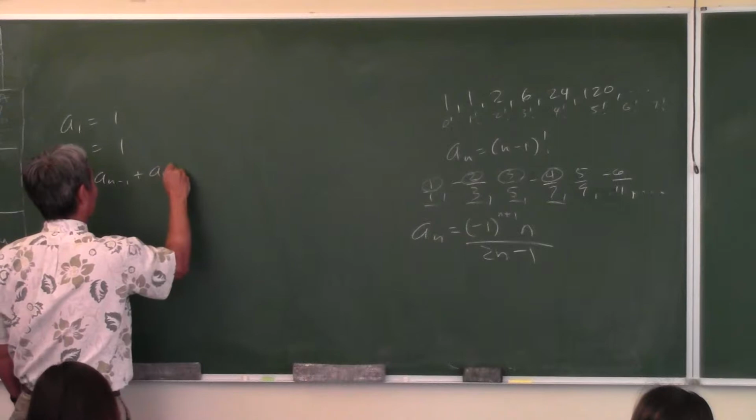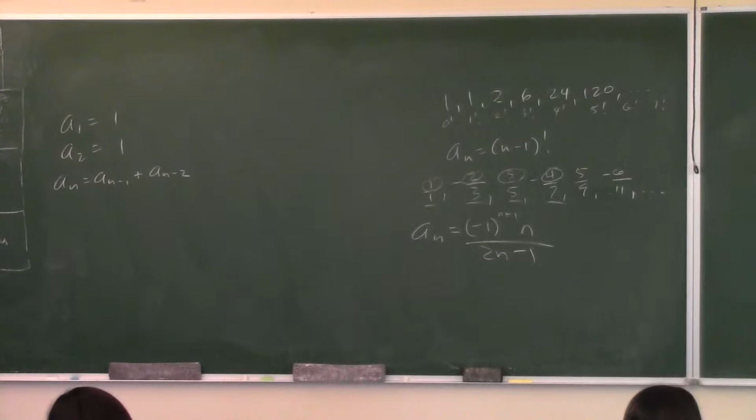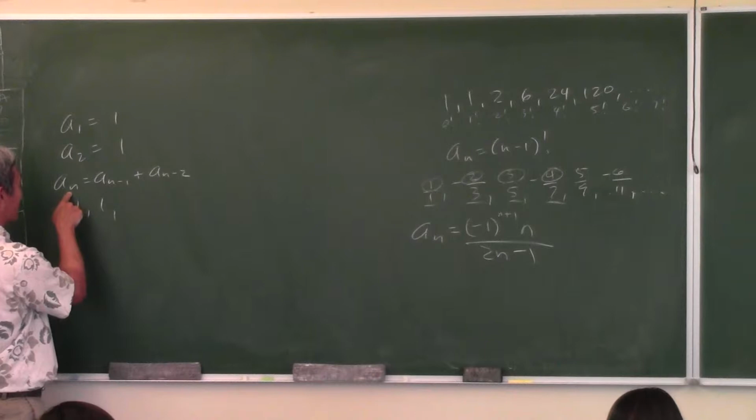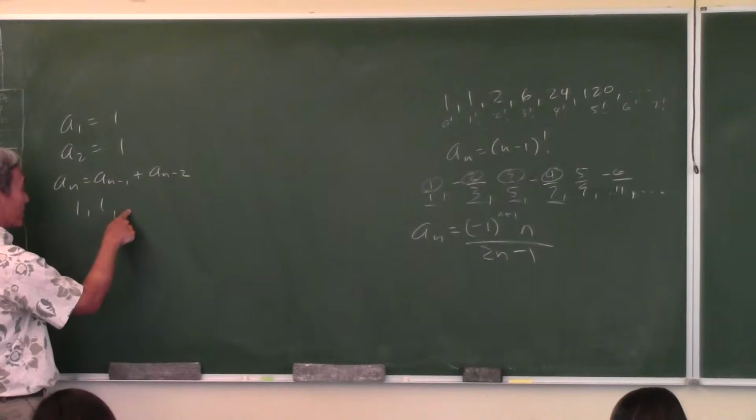Okay, this is one of the most famous sequences in the history of the world. This is called the Fibonacci sequence. This is the recursive formula. The first two terms are 1 and 1. To get any term in the sequence, you add the two previous terms. That's how you read this. So to get this term, you add the two previous ones: 2. And then? 3. And then?